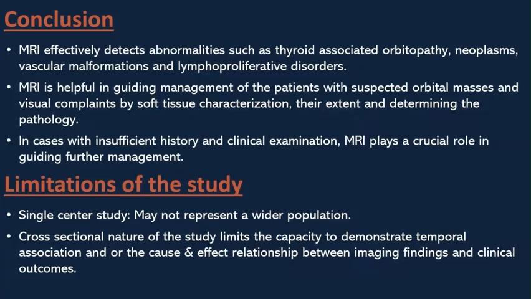MRI effectively detects abnormalities such as thyroid-associated orbitopathy, neoplasms, vascular malformations, and lymphoproliferative disorders. It is also helpful in guiding management of patients with suspected orbital masses and visual complaints by soft tissue characterization and determining their extent. In cases with insufficient history and clinical examination, MRI plays a crucial role in guiding further management.